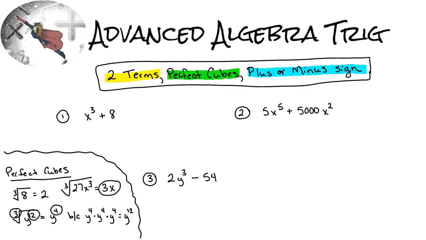So that's what perfect cubes look like. Alright, so now in our very first problem, you wouldn't know ahead of time that it's this kind, but if you're checking, it has two terms. They are perfect cubes, and there's a plus sign in between them. So we can go ahead and factor this.